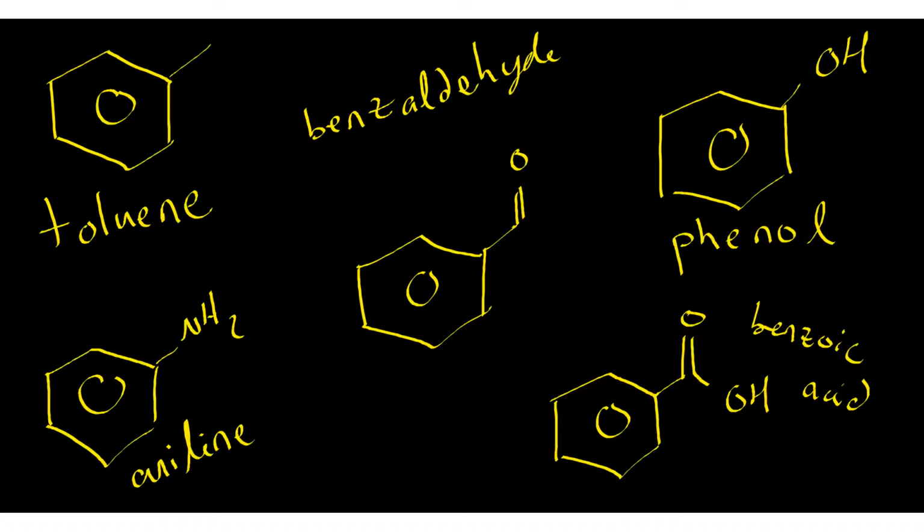Then in the middle, we have benzaldehyde. That's an aldehyde attached to a benzene ring. Upper right is a benzene alcohol, better known as a phenol. And then bottom right, we have a carboxylic acid of benzene, benzoic acid. That is all I really want to say about those. We'll cover those pretty well in organic nomenclature.